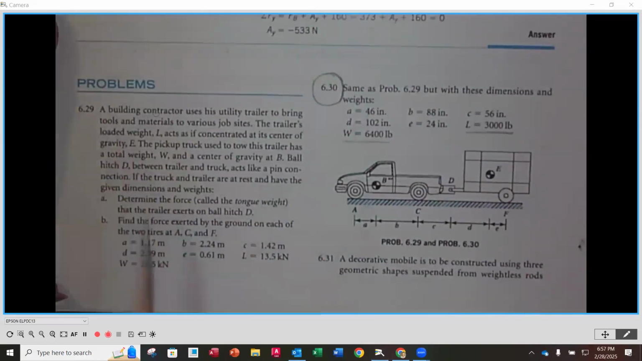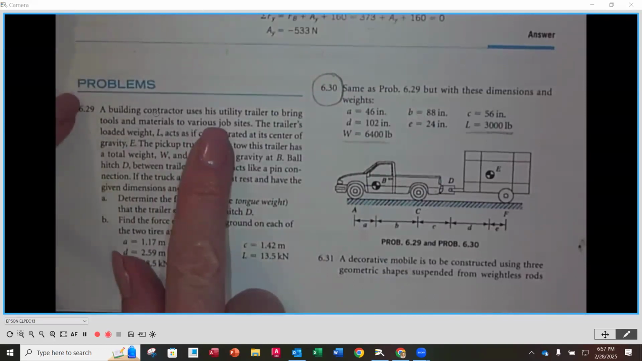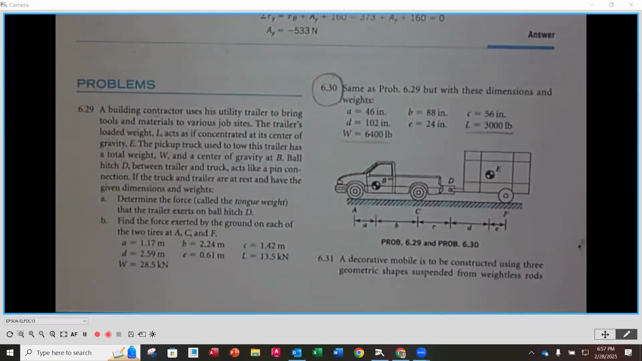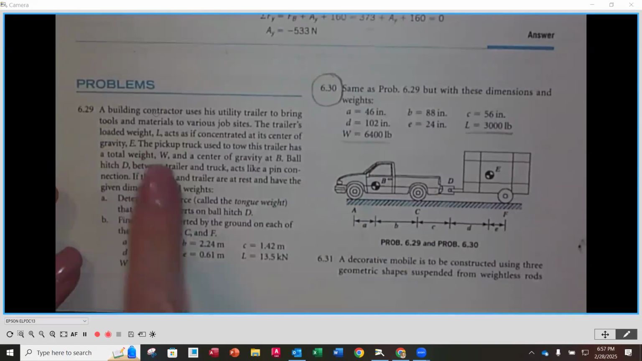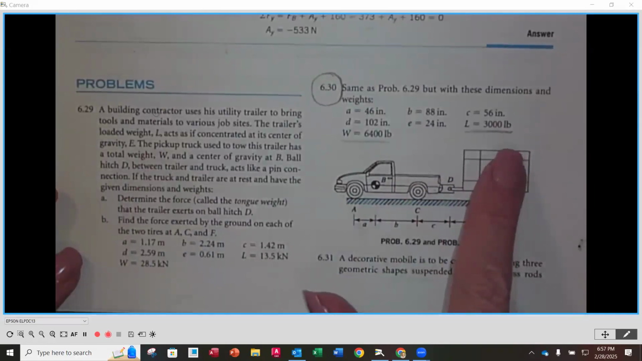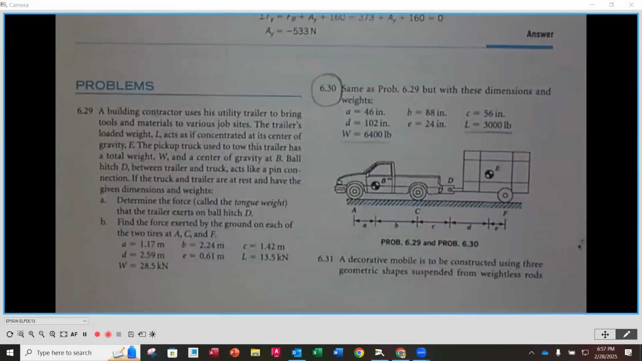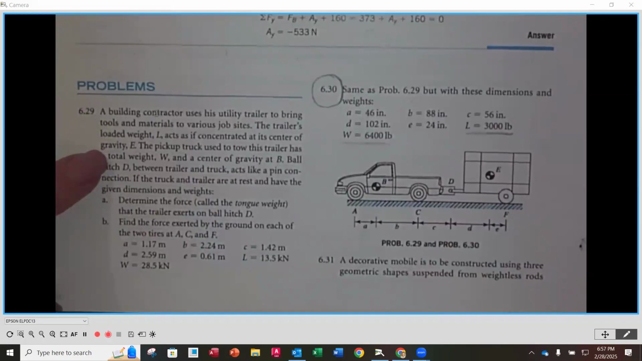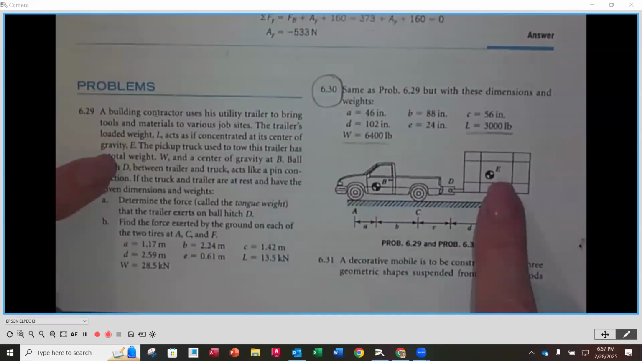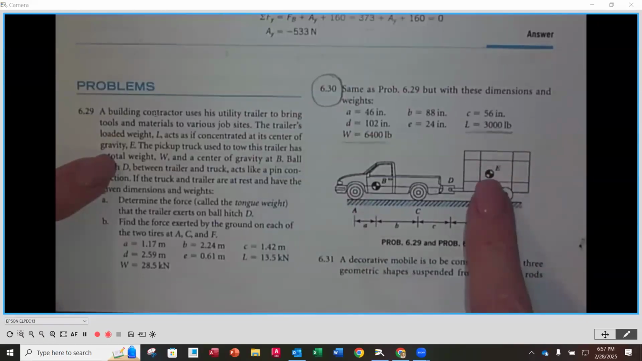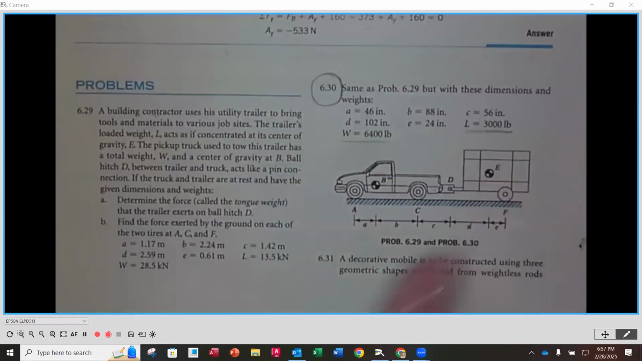So you'll see that it says a building contractor uses his utility trailer to bring tools and materials to various job sites. The trailer's loaded weight L, capital L, is going to be listed over here for this problem. It acts as if concentrated at its center of gravity at E. So E is the center of gravity for the trailer, and in problem 630, that's going to be a force of 3,000 pounds going down.